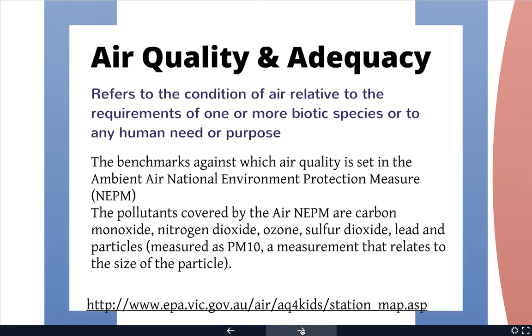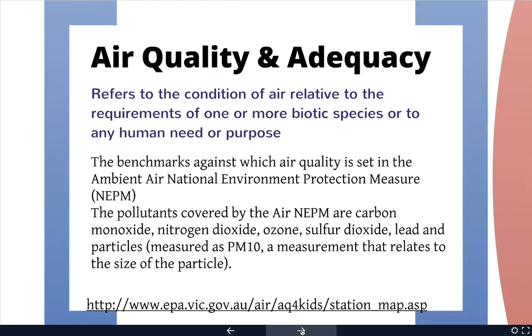Air quality and adequacy. Same thing, refers to the condition of the air relative to the requirements of one or more species or any human need or purpose. And there's some benchmarks for that. The EPA, the Environmental Protection Authority, has set some standards for the levels of different pollutants or different chemicals that are allowed in the air. Things like carbon monoxide, nitrogen dioxide, ozone, and other chemicals that may indicate that the air is not that healthy.